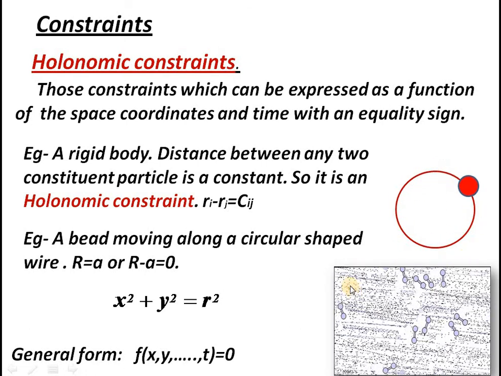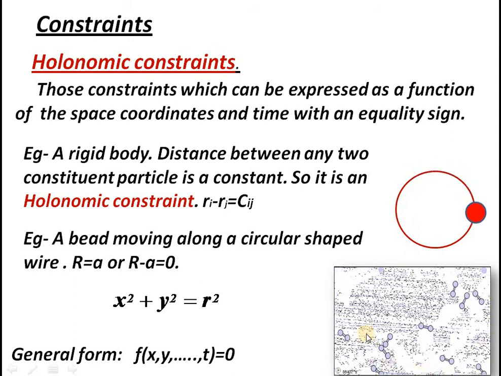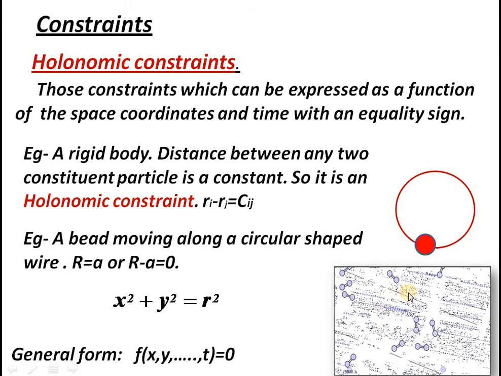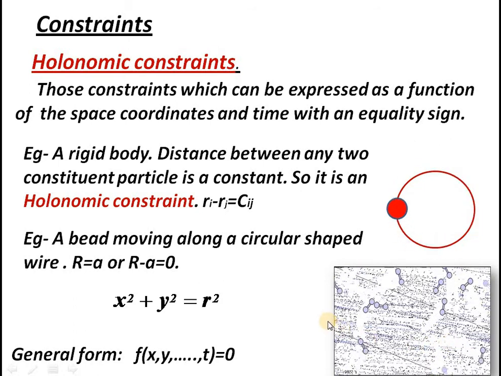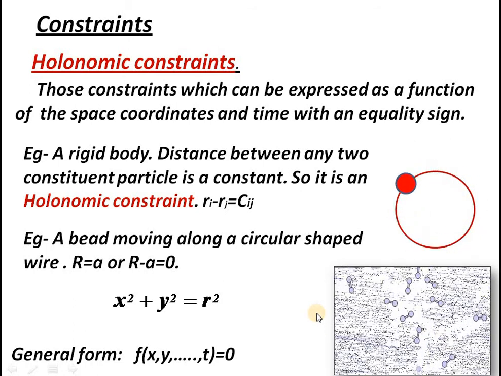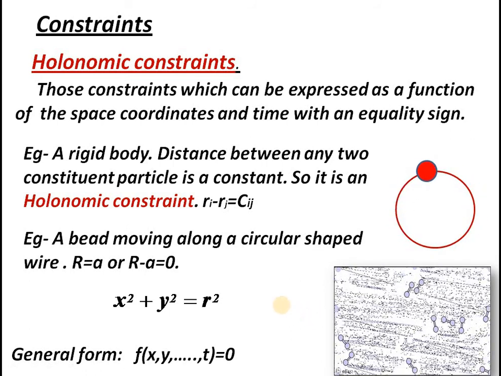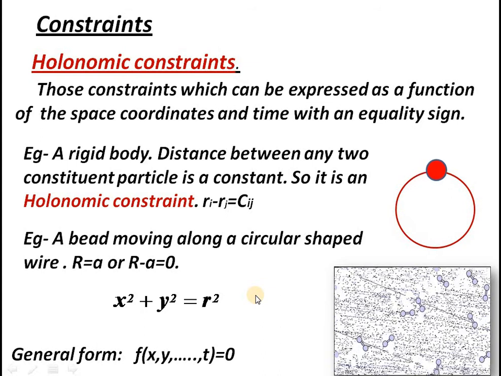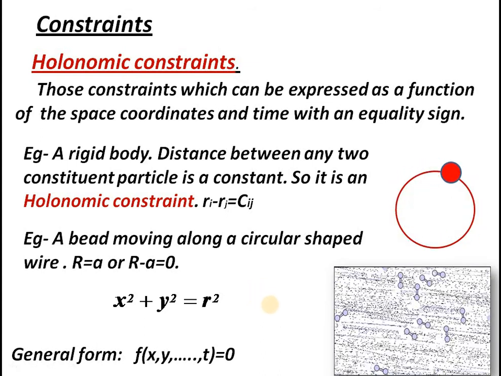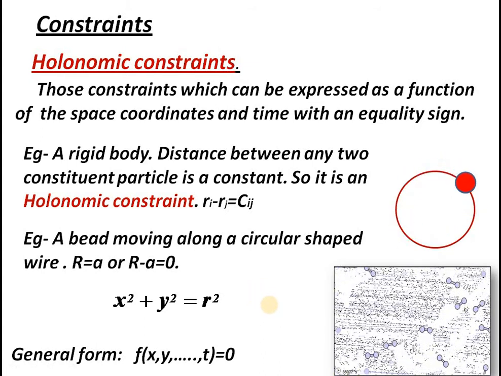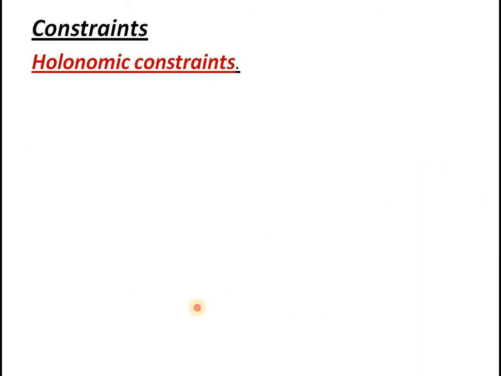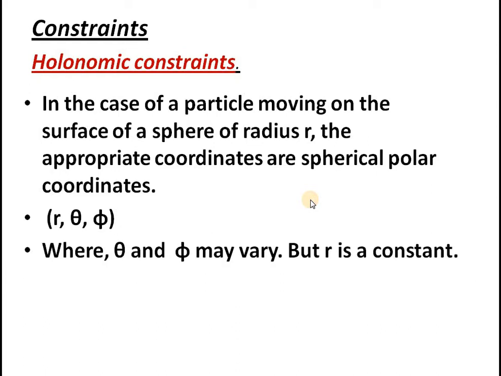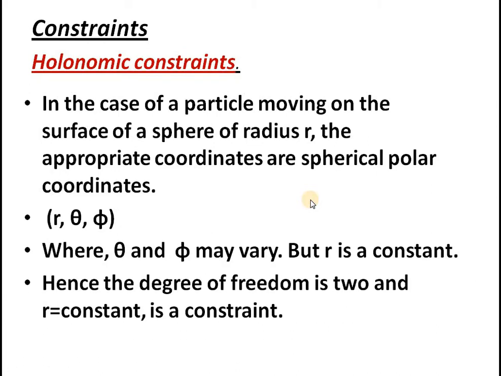You can even consider gas particles in a chamber. Suppose you imagine gas particles put in a cubical box. Then all sides are of equal length, so you can write the side S equal to a constant. That is a constraint for it. A few more examples are here, as we have already discussed.